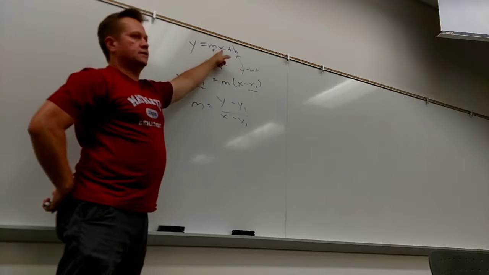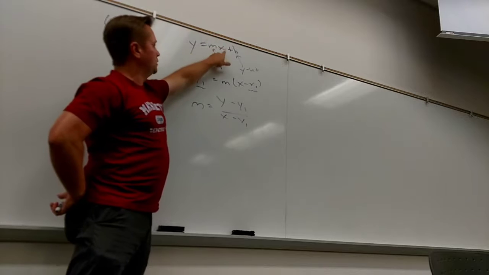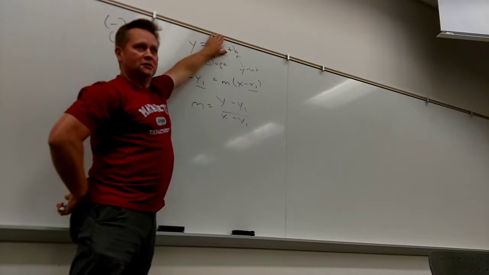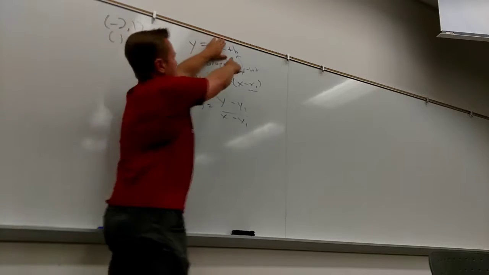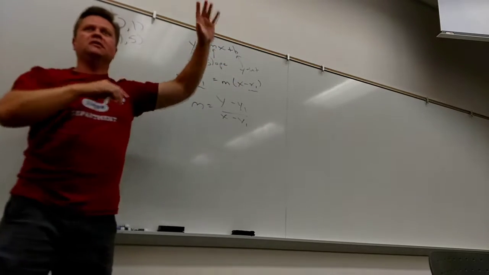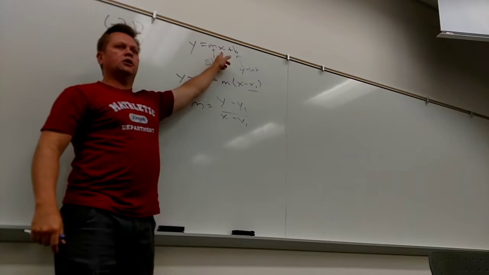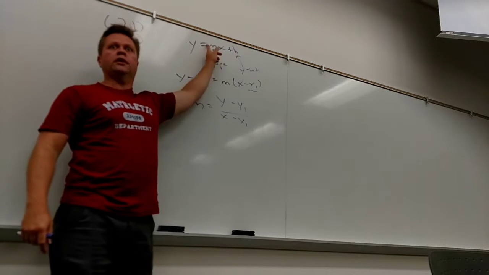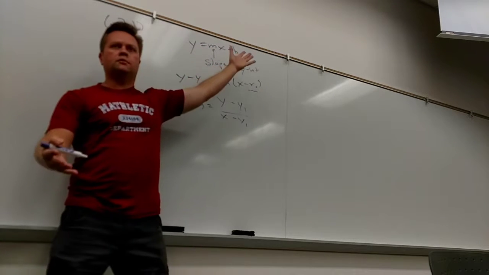What do you get when you make x 0? All right, let me slow down. If you make x 0, m times 0 is 0. I don't care what m is. So you get y equals b. So that's why b is the y-intercept.